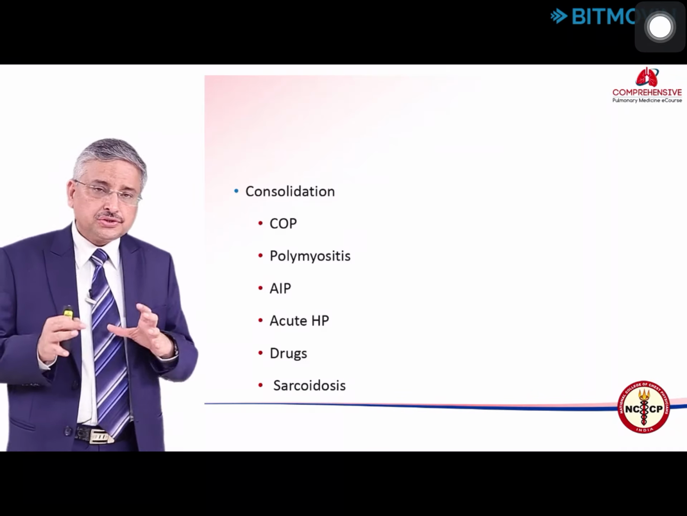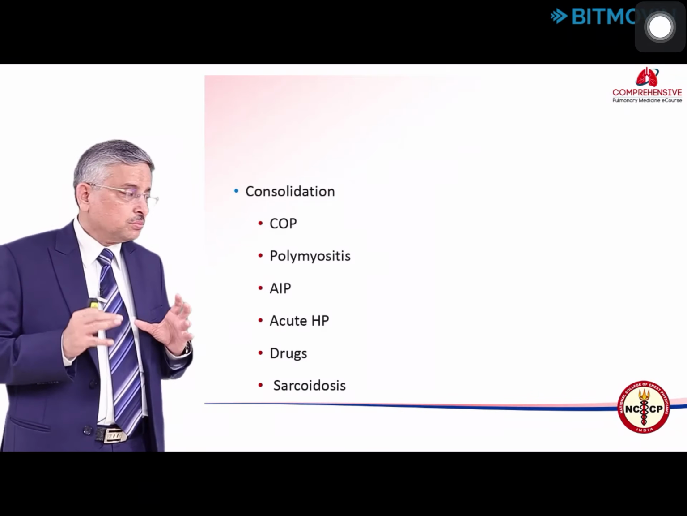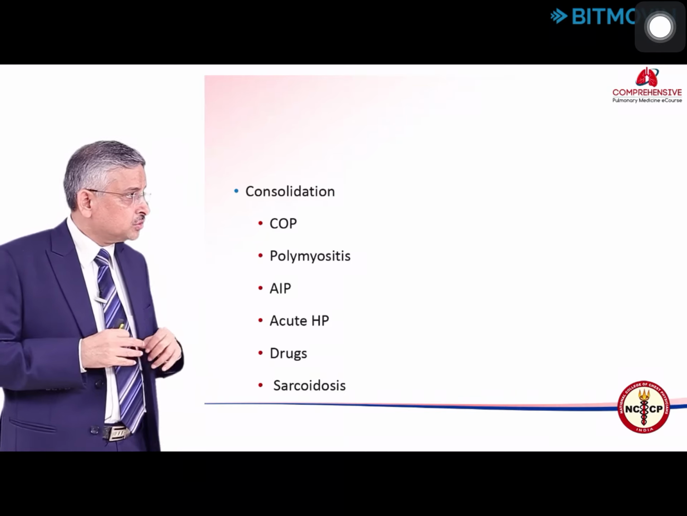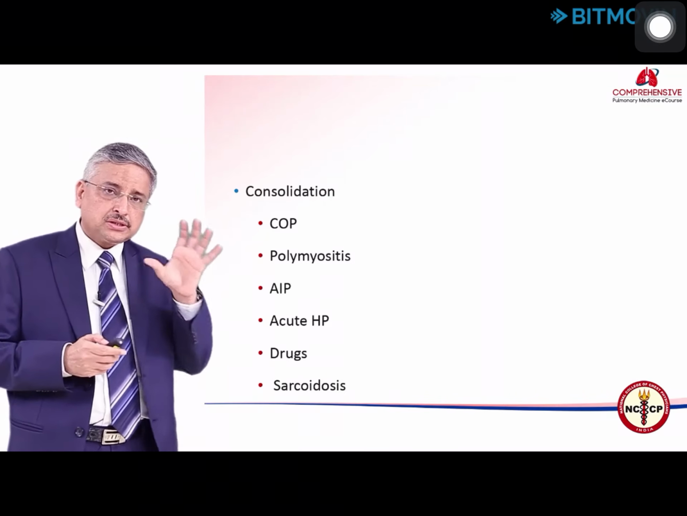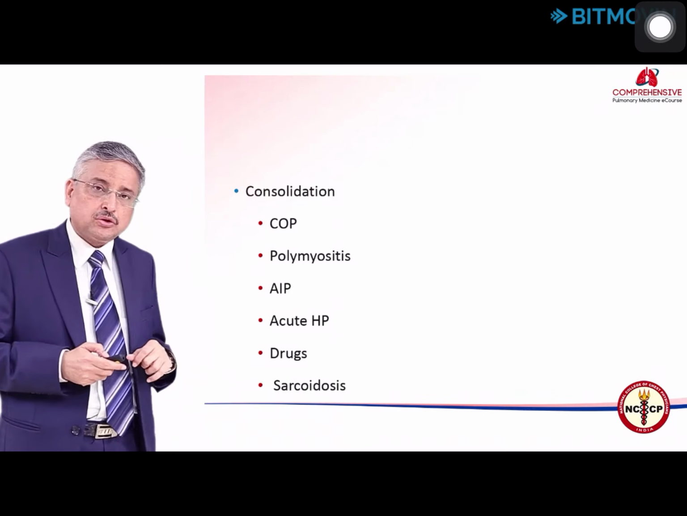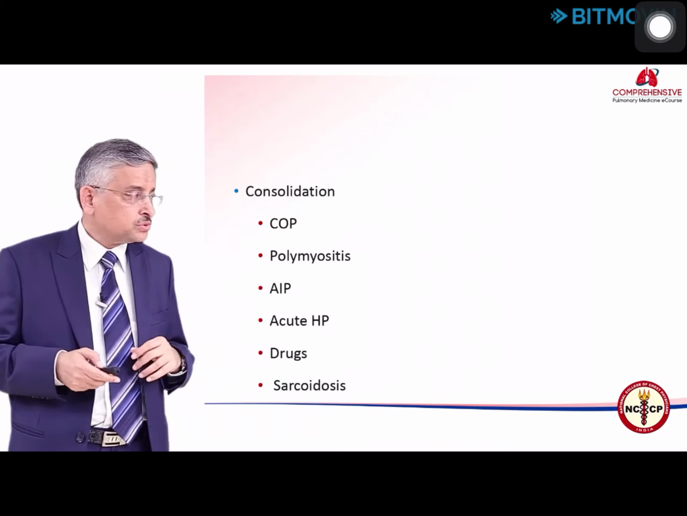If you have consolidation, think of COP, polymyositis, AIP, acute HP, and certain drugs also. Drug induced ILD can lead to a ground glassing or a consolidated picture, and it can also occur in what is known as alveolar sarcoidosis.